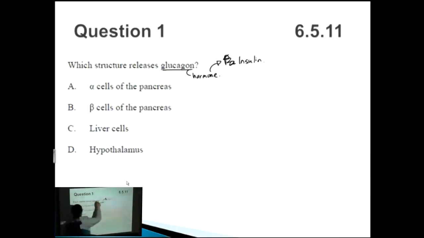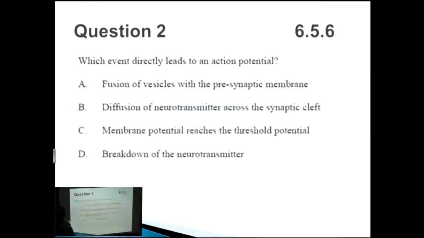So the way that you remember where they come from is that you remember that A is in glucagon, so it comes from the alpha islets. Whereas insulin doesn't, so it comes from the beta islets. There you go. So the correct answer is the alpha islets of the pancreas. Liver cells do have some hormones and proteins, but not really this. And the hypothalamus is actually a structure in the brain, which is completely wrong.